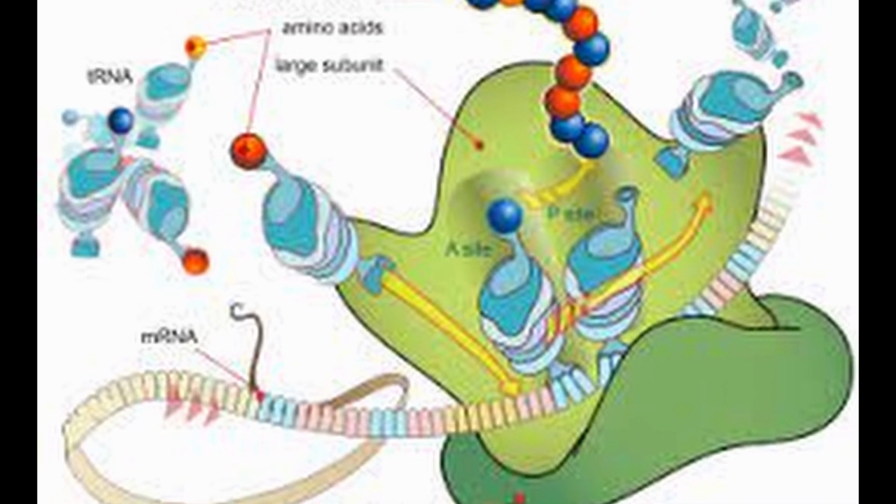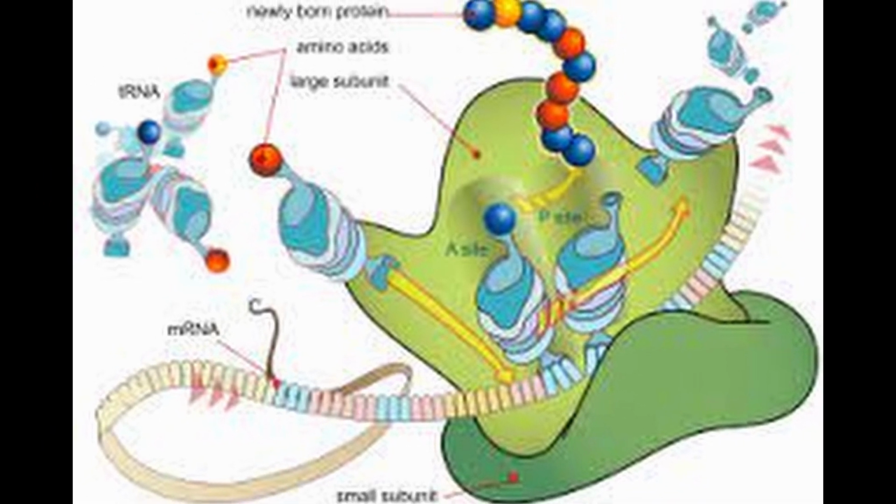This is where the second term, translation, happens. Translation is the creation of a protein using an RNA strand. A ribosome binds to the start to begin the process.